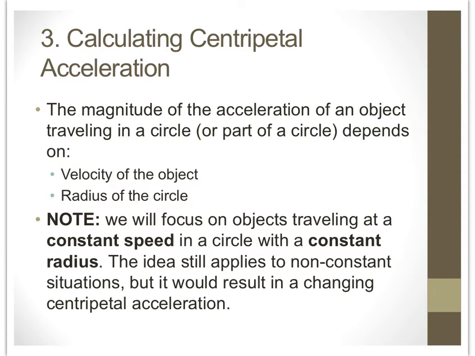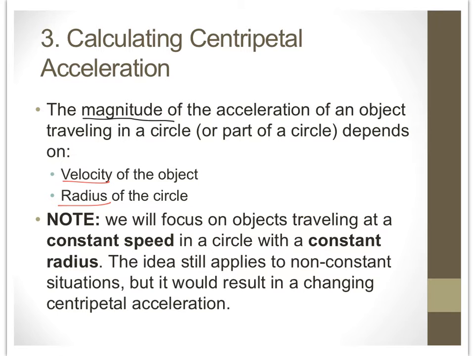Now that we have the conceptual pieces about the direction of the acceleration, we're going to start talking about the amount of acceleration, calculating the magnitude of the acceleration. There are two things that this acceleration is going to depend on. The acceleration of an object moving in a circle is going to depend on the velocity of the object and the radius of the circle.